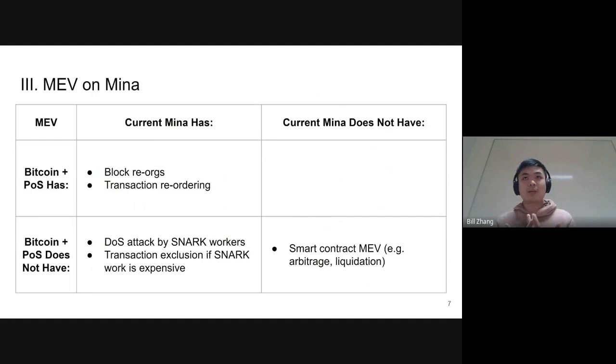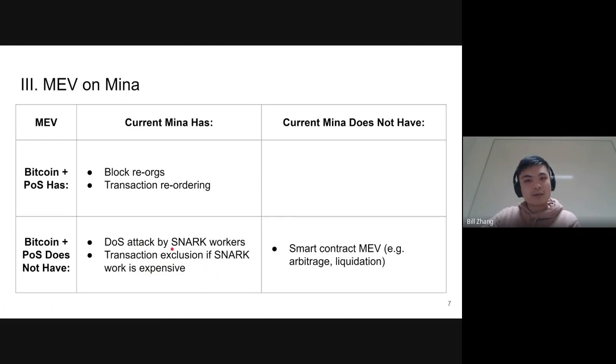And so if you're the block producer, maybe you prefer one of those two above the other. Say one of the two transactions pays you and the other transaction pays someone else, then you want yours to go first. That's an example of MEV that you can do on both Bitcoin proof of stake and Mina. Then let's talk about what current Mina has that Bitcoin proof of stake does not have to deal with. And these both come from the innovation of using snarks and snark workers.